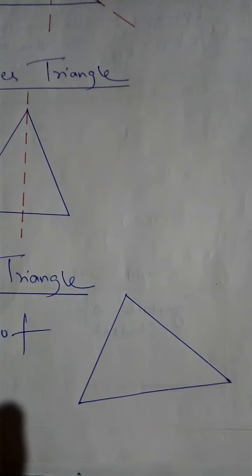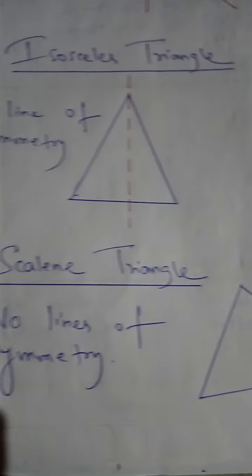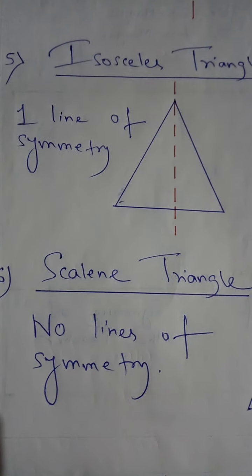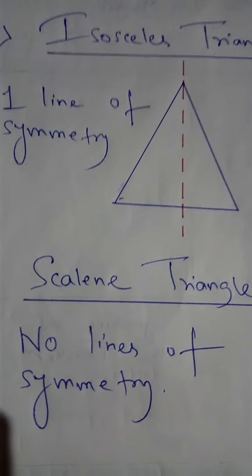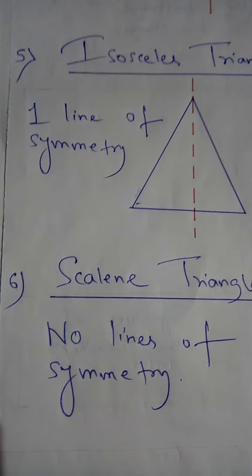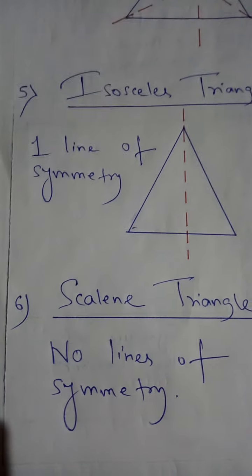Next figure is rhombus. As you can see, rhombus has 2 lines of symmetry. What is 2 lines of symmetry here? This one. This is the rhombus. Here all sides are equal. In case of rhombus, remember one thing, all sides are equal, and there are 2 lines of symmetry.